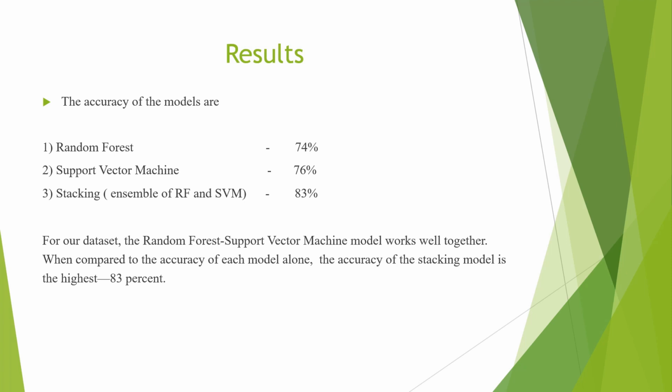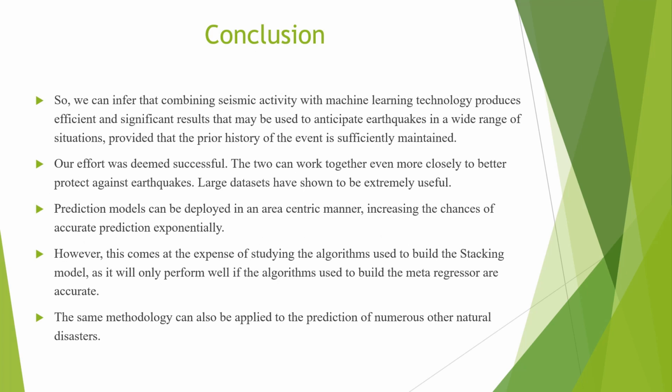So we can say for our dataset, the random forest and support vector machine models work well together when compared to the accuracy of each model alone. So the accuracy of the stacking model, the highest at 83%, is the final one which we are going to apply on our test data. Now let us move on to the conclusion part.